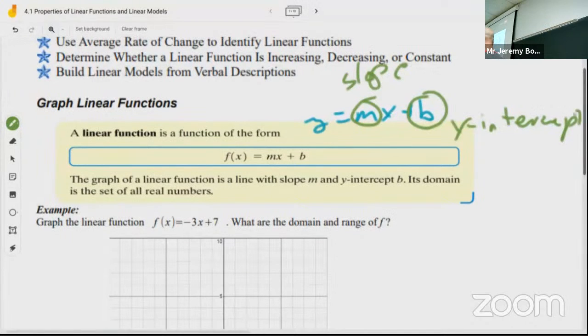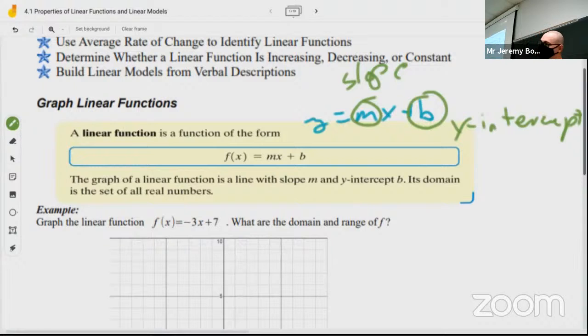So the same thing is going to apply here. You've got f of x is equal to mx plus b. m is going to be the slope, and b is going to be your y-intercept. Same exact thing, except instead of y, we're putting f of x, g of x, h of x, whatever of x you want to put. That's all there is.